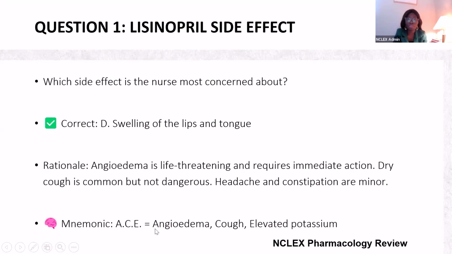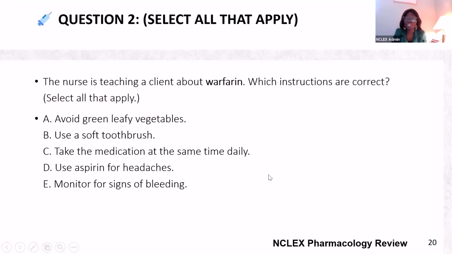So always remember, we always want to make it simple for you here with some mnemonics. So lisinopril is an ACE inhibitor. So ACE, ACE. It will cause angioedema, which is life-threatening, can cause cough, and then elevated potassium. So remember, you may know the answer, but NCLEX wants you to be able to analyze the cues that they are giving you and choose the right answer. So you will go for D. Let's look at the next question.